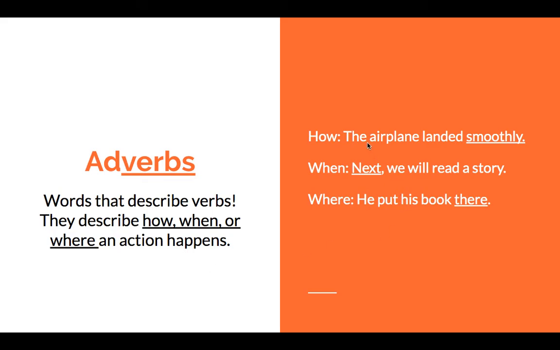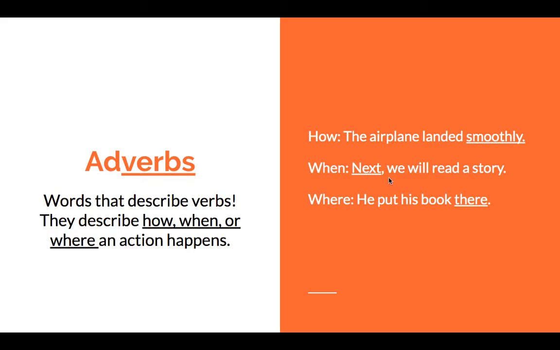So here in this sentence, the airplane landed smoothly. Let's think of the action. The action is landed. How did the airplane land? It landed smoothly.